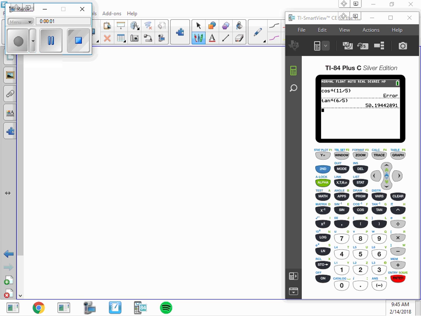This is going to be page 435. We spent some time yesterday reviewing angles, whether they're in degrees or whether they're in radians.